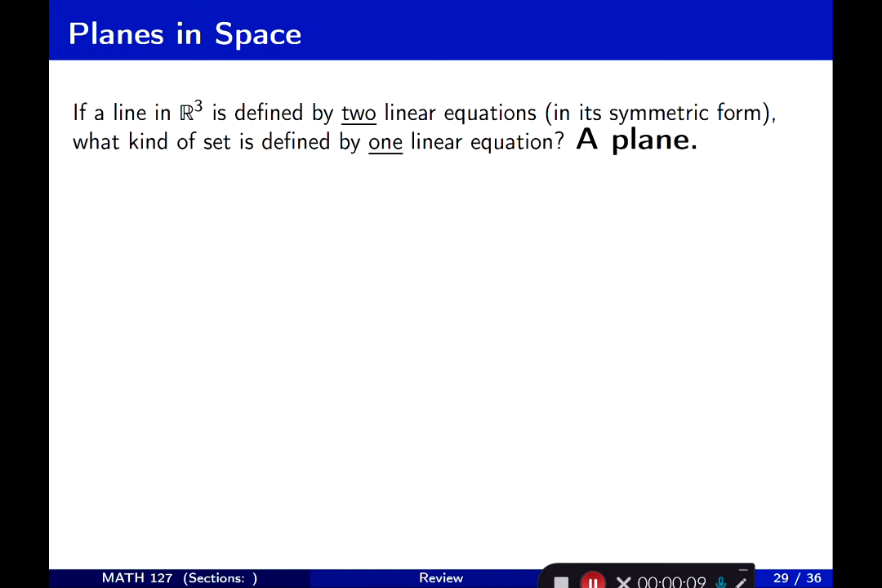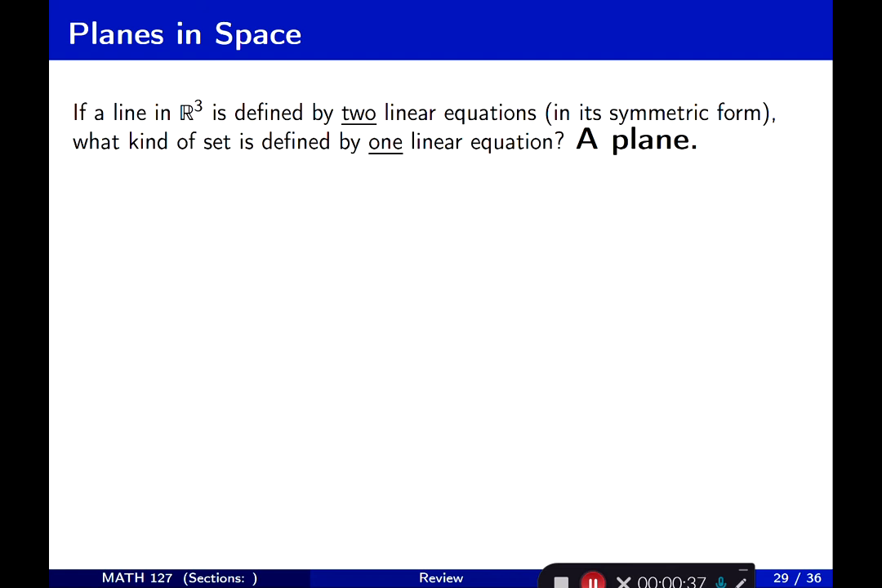And this time, planes in space. If a line in R3 is defined by two linear equations, in symmetric form, what kind of a set is defined by one linear equation? It turns out that is a plane. And so this is always a big source of mix-ups.